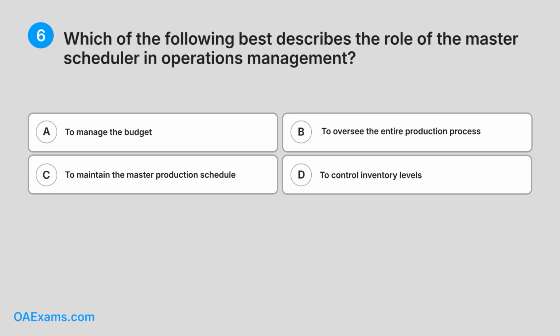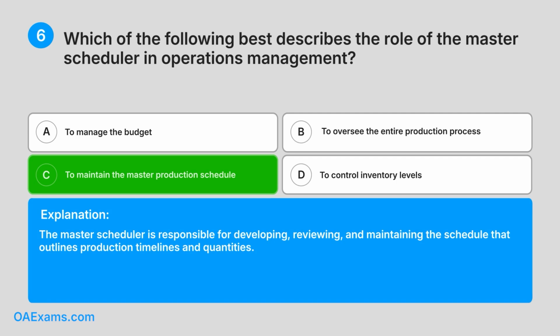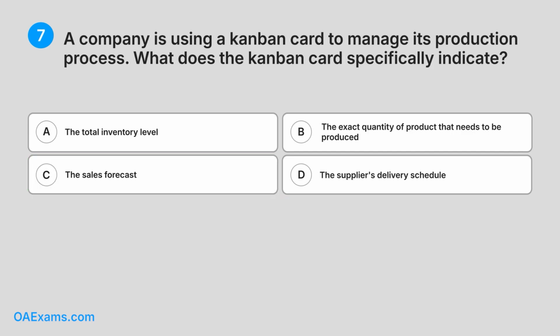Correct answer. C. To maintain the master production schedule. Explanation. The master scheduler is responsible for developing, reviewing, and maintaining the schedule that outlines production timelines and quantities. 7. A company is using a Kanban card to manage its production process. What does the Kanban card specifically indicate?